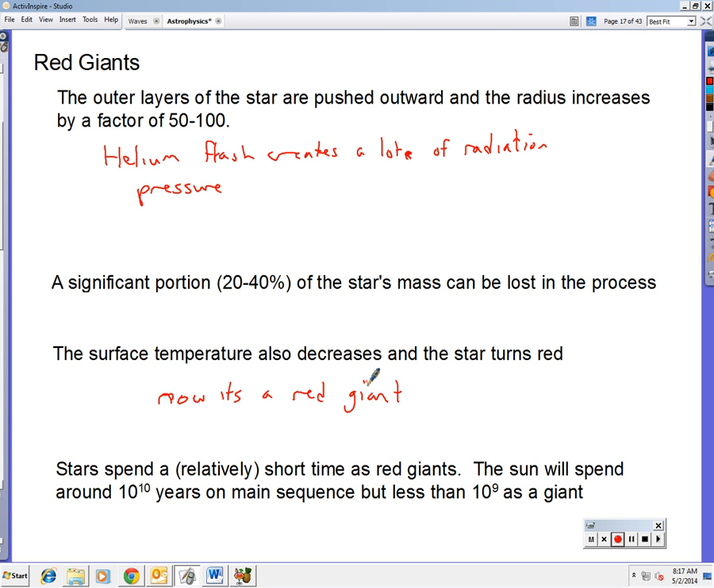Remember, low temperatures, but extremely large radius and therefore very high luminosity. And stars typically spend a relatively short time as red giants. A star like the Sun will spend 10 billion years or so on the main sequence, but it will spend less than 1 billion years as a giant. And that is why there are many more main sequence stars than there are red giants.